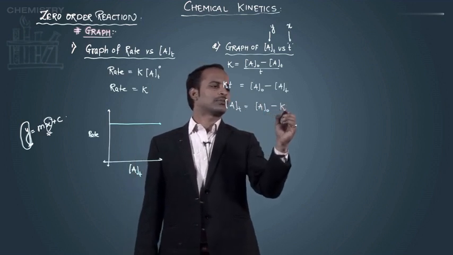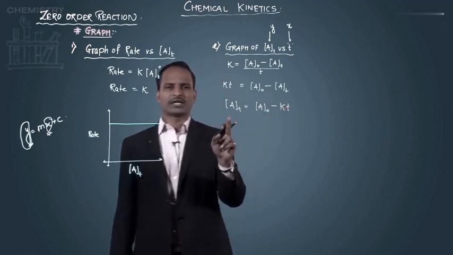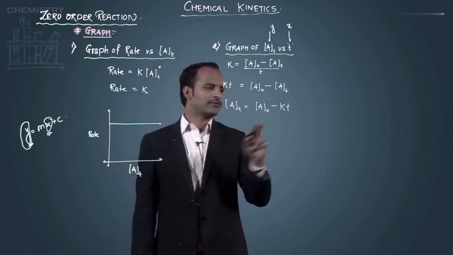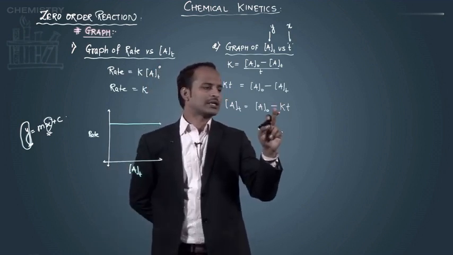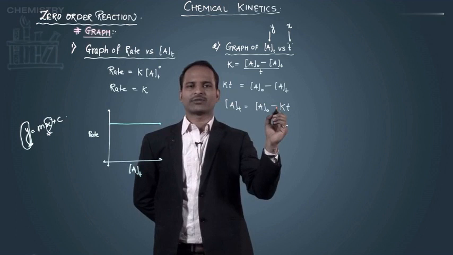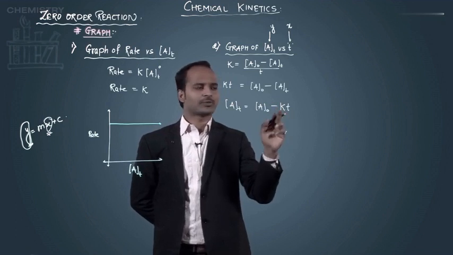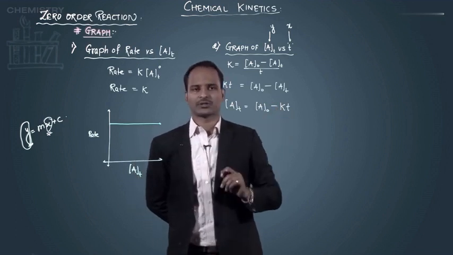So it will ultimately become minus kt. Now the a_t which is on the y-axis is positive. What about the value here? This is negative. But here we will consider that negative is k, not the time. Time is positive and this negative sign is because of k.